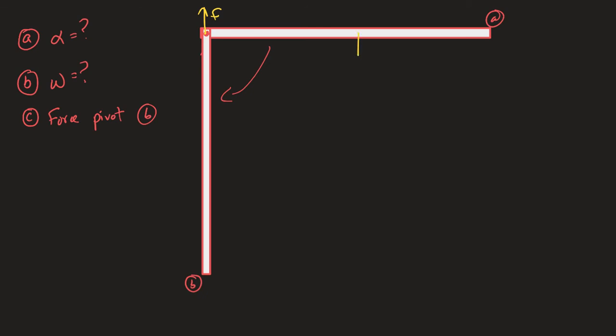There's also a force downwards here at the center of mass. Those are the two forces acting on it when it's first released. However, only one of these causes a torque. This one does not. It acts at the pivot, so the torque arm length is 0. This one, on the other hand, acts at the center of mass.